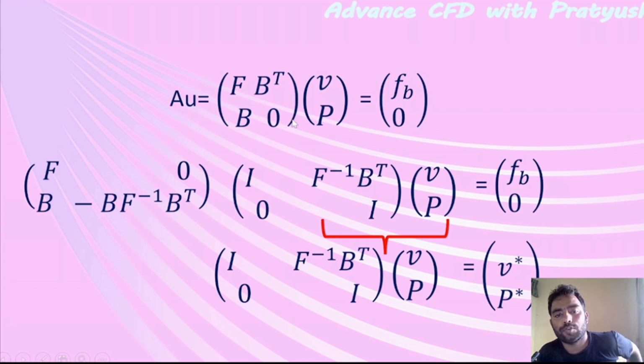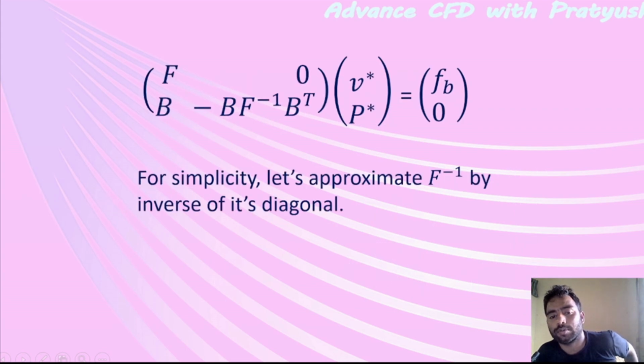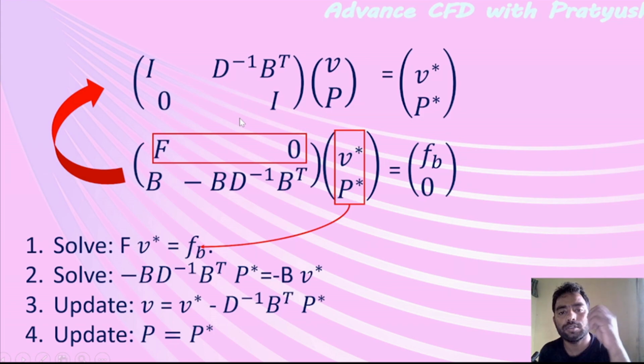Now if you decompose this A matrix, then we can write this whole term like this. So this A matrix has been decomposed into L form and U form, and this is the V and P, and this is the F P and 0. Now if we multiply these two terms, then we can write it as V star and P star. These are intermediate steps, so we are considering them as V star and P star. Here I must tell you that this F inverse is just the inverse of its diagonal components. It is not the inverse of the complete F matrix, it is just the inverse of its diagonal components.